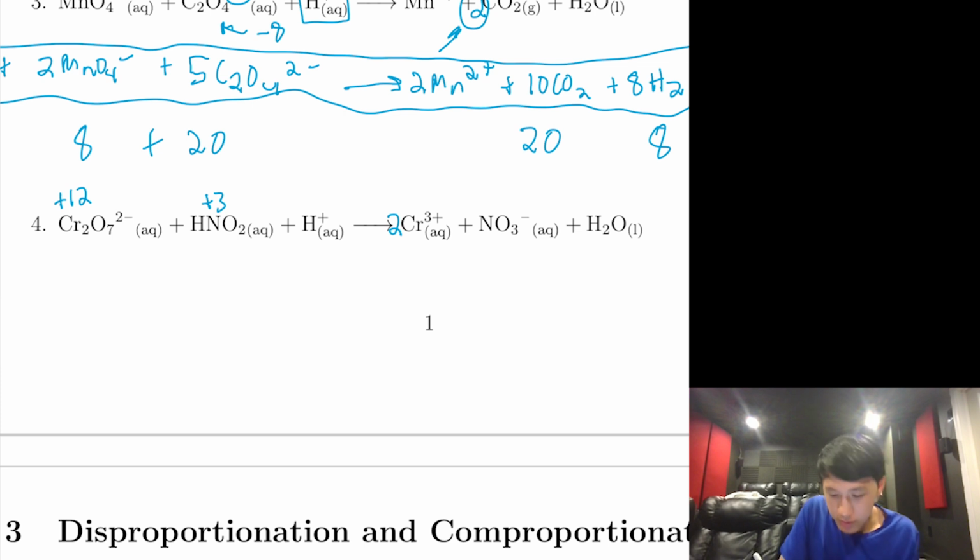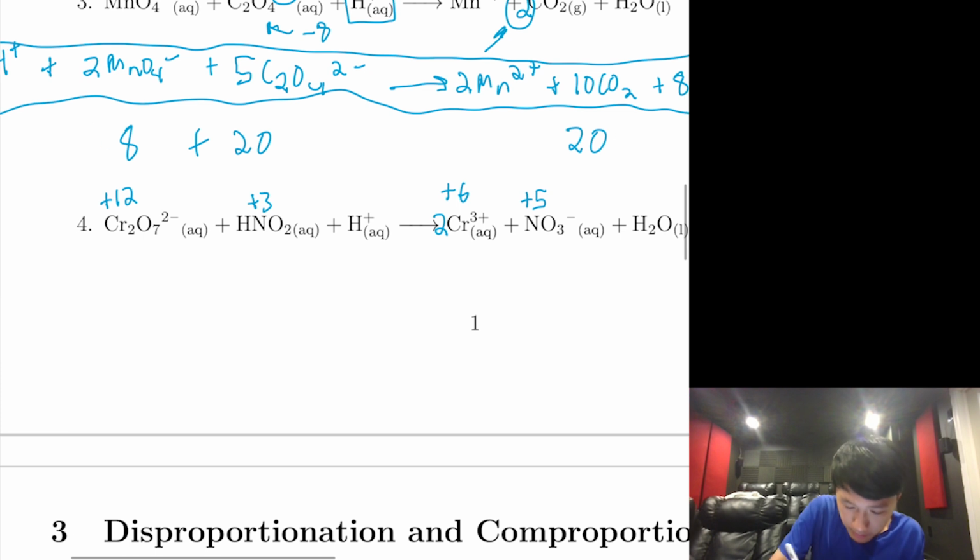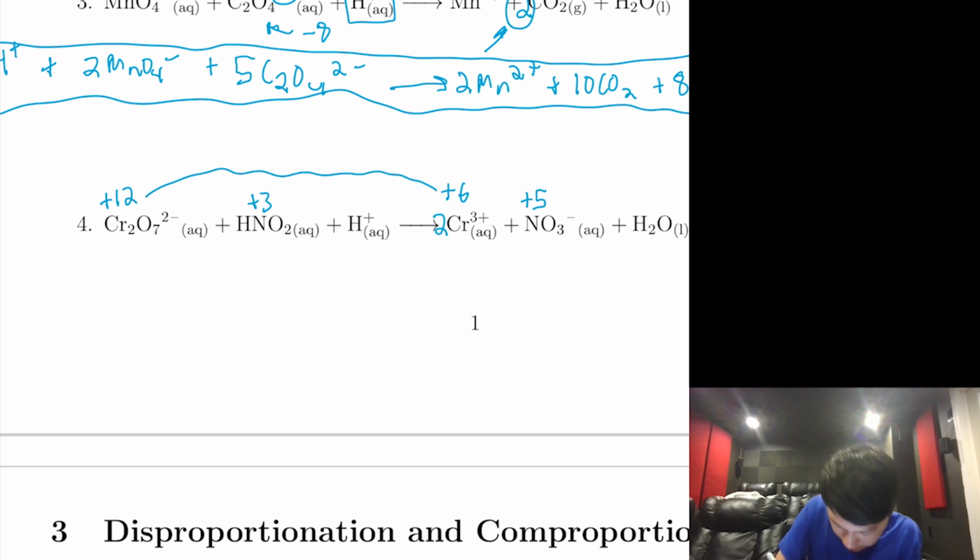Here, there's chromiums, each one is 3 plus, but there's 2 of them, so we need to write plus 6. And then here, the nitrogen is going to be plus 5, common nitrate ion. So let's figure out the amount of change for each of these reactions. So the chromium goes from plus 12 to plus 6, that's a change of minus 6. The nitrogen goes from plus 3 to plus 5, that's a change of plus 2. Least common multiple of 6 and 2 is 6, so we're going to need to multiply this reaction by 3.